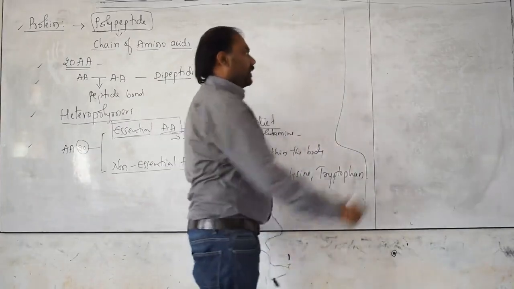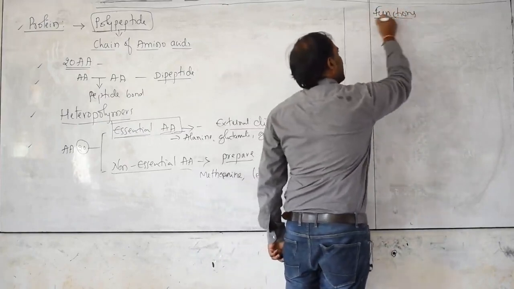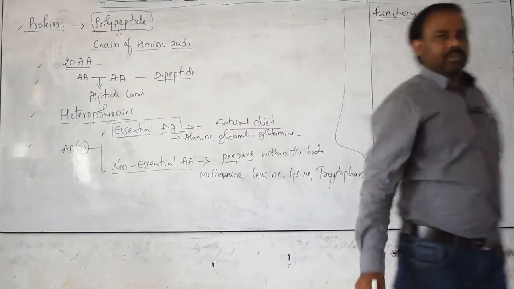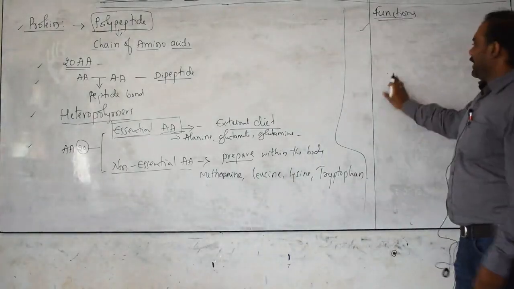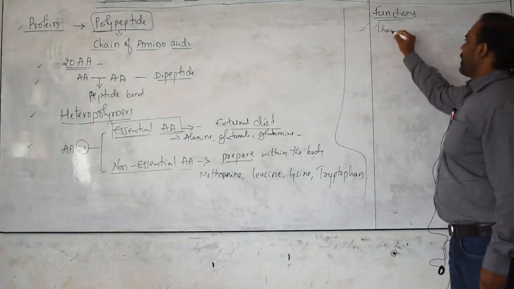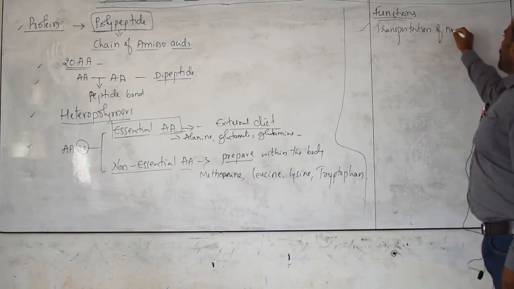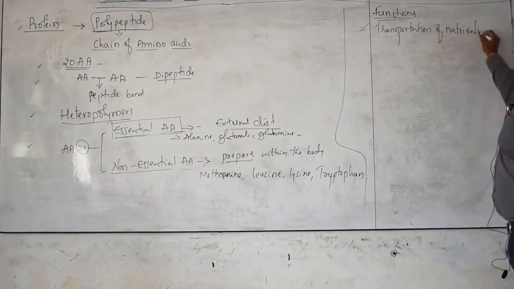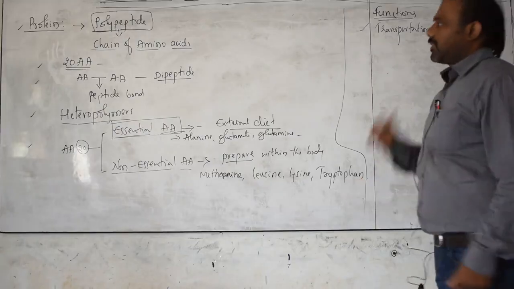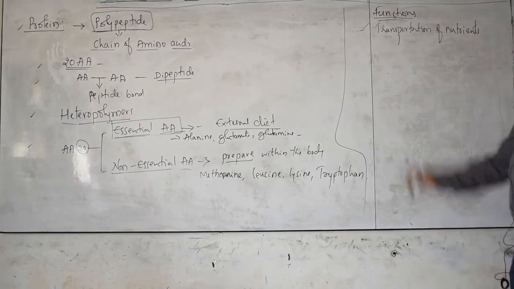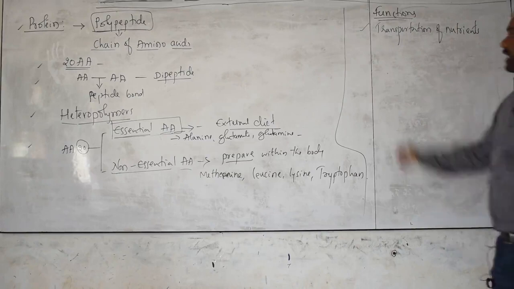Next, what are the different functions of protein? They play a very wonderful role. First one is transportation of nutrients. Do remember. The most important functional aspect of protein is that they play a very important role in the transportation of nutrients.